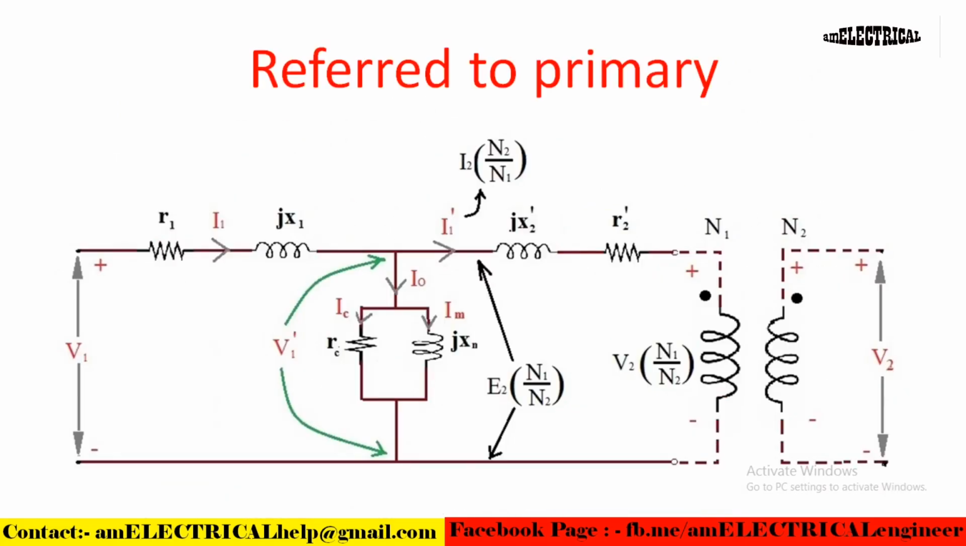Now, if we refer all the parameters to the primary side, then it will look like this one. Here we have shifted all the parameters of the secondary windings to the primary. For that, you have to multiply the secondary parameters by a factor called the transformation ratio.